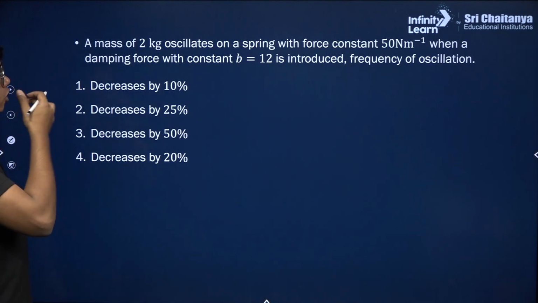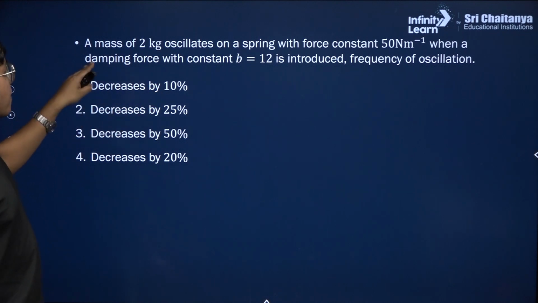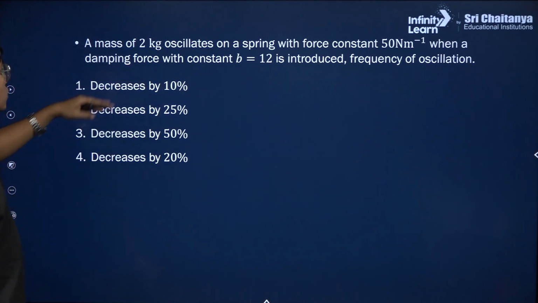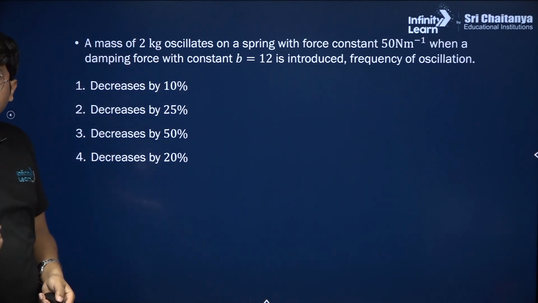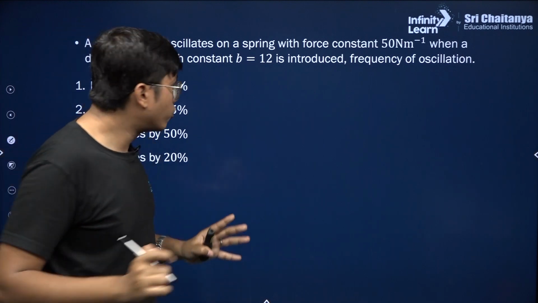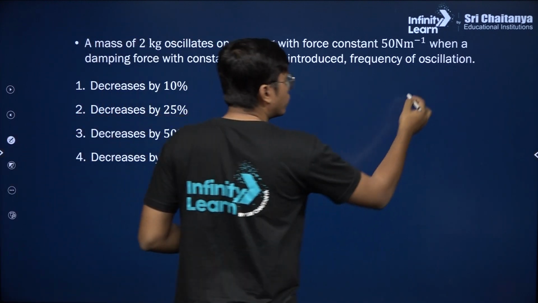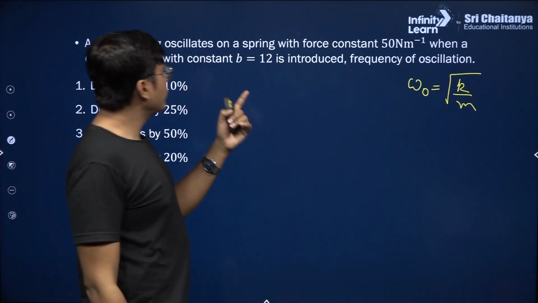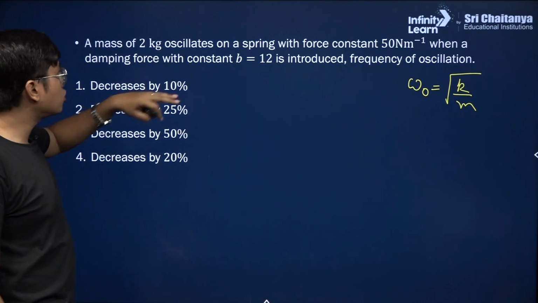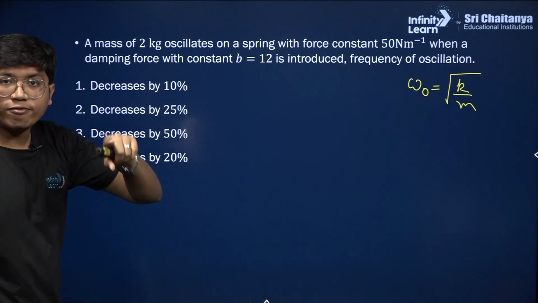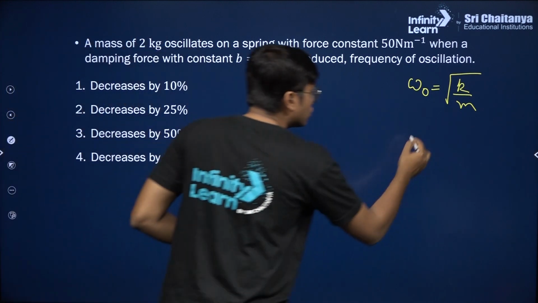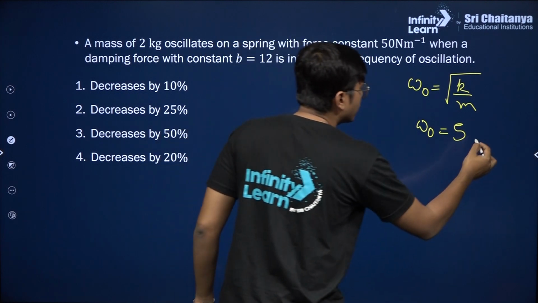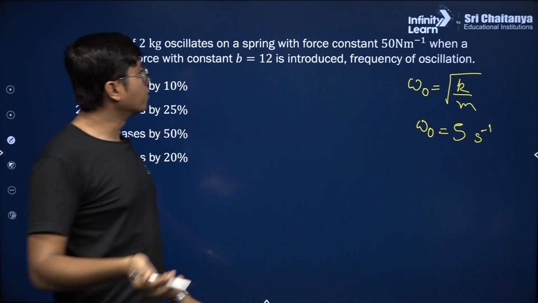This is a mass of 2 kg oscillating on a spring. Force constant is given. Damping force is given. When this happens, how much does the frequency of oscillation decrease by when you introduce the damping? Originally, the frequency would be given by omega naught is equal to root over of k by m. Now, k value is given as 50, m value is given as 2 kg. So, you have 50 by 2, that is 25, root over of 25 is 5. So, omega naught you get as 5 radians per second.